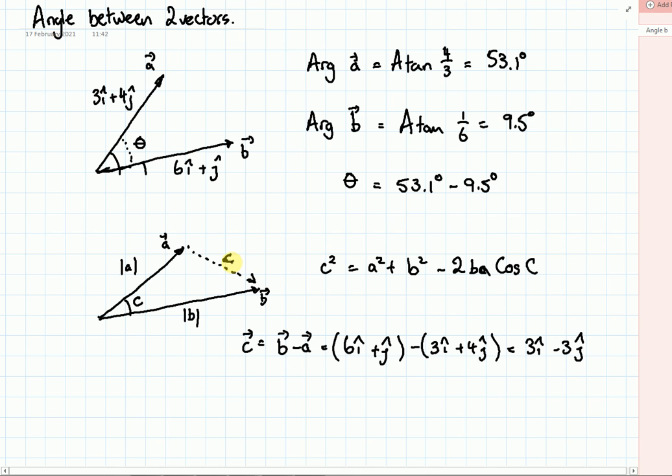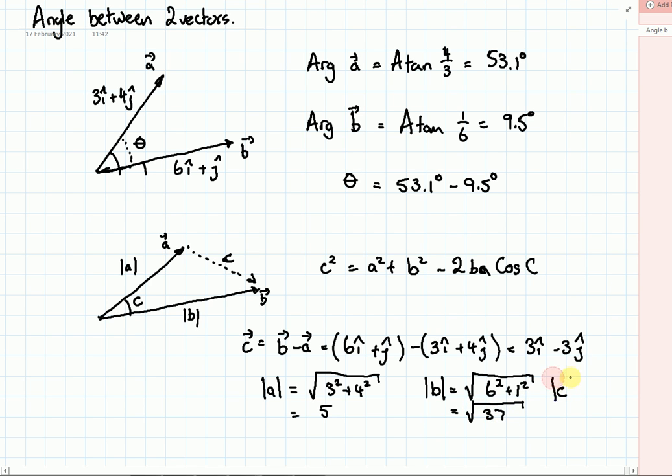So we can now find out the lengths. The length of A is the square root of 3 squared plus 4 squared, and that we know is going to be 5. The length of B is the square root of 6 squared plus 1 squared. This is the square root of 37. And C is the square root of 3 squared plus minus 3 squared, which is the square root of 18, which is 3 root 2.